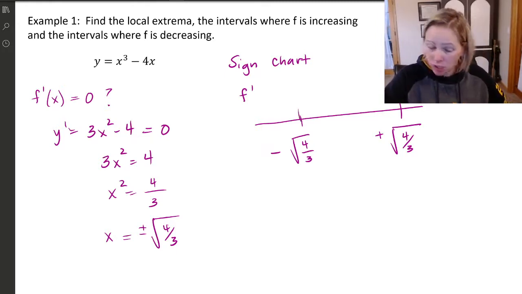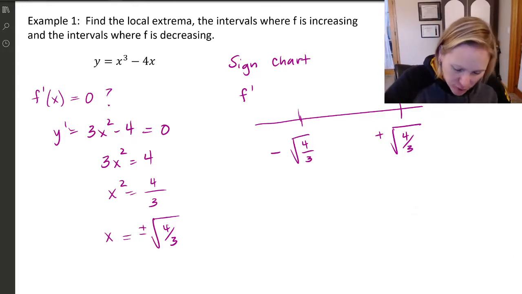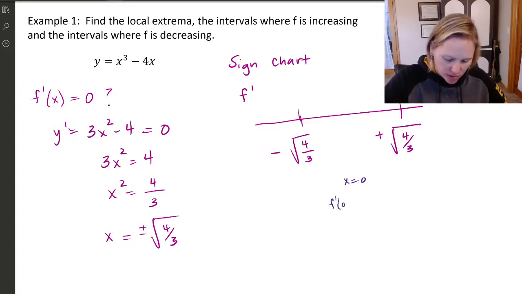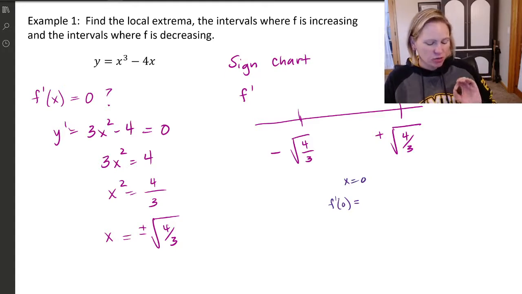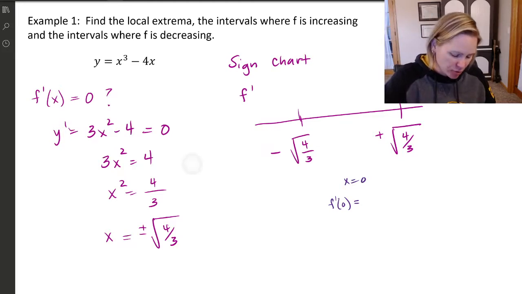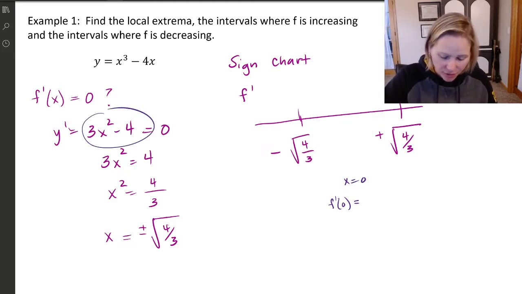So the first spot I'm going to pick is in between because I'm going to remember that x equals 0 is between these. So I'm going to pick 0. And basically I'm going to find f prime of 0. And I don't even need to evaluate it. I just need to see, is f prime of 0 positive or negative? Well, remember, f prime is this 3x squared minus 4. When I put 0 in for x, I get a negative 4. So I get a negative there.